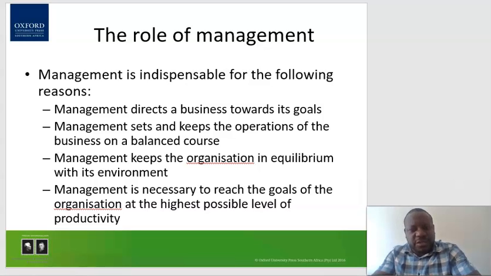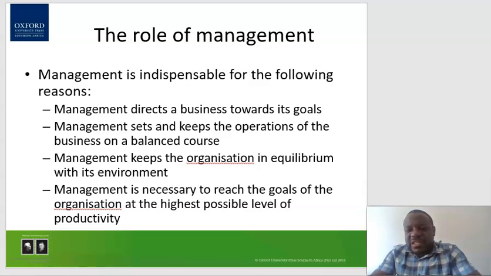Management is very, very important in any organization, mainly because of the tasks that they carry on in any business. Management as a process helps to direct a business towards its goals. Management also sets and keeps operations of the business on a balanced course to ensure that things are moving according to the way that they are supposed to move. Since managers do the planning, organizing, leading, and controlling, those are part of management tasks. So they help to ensure that the business is still on course.